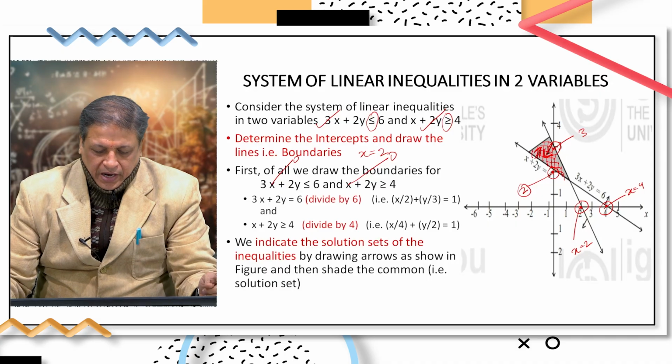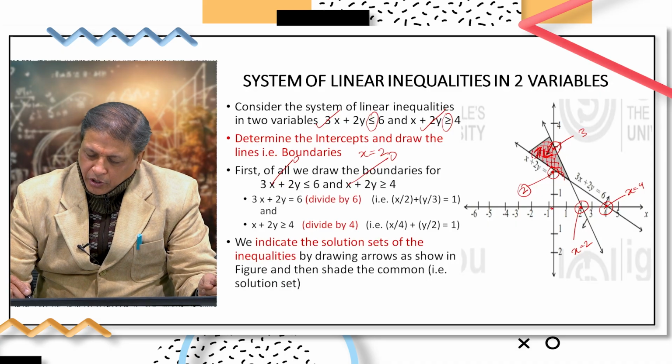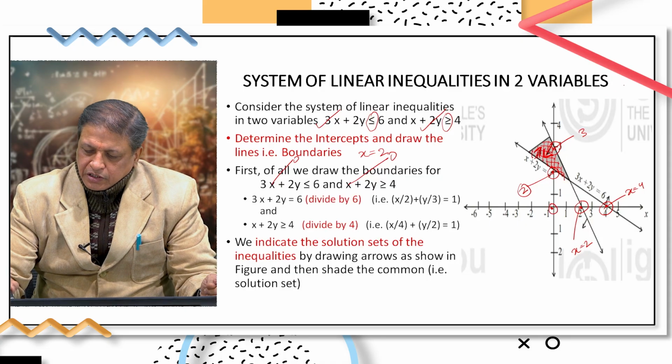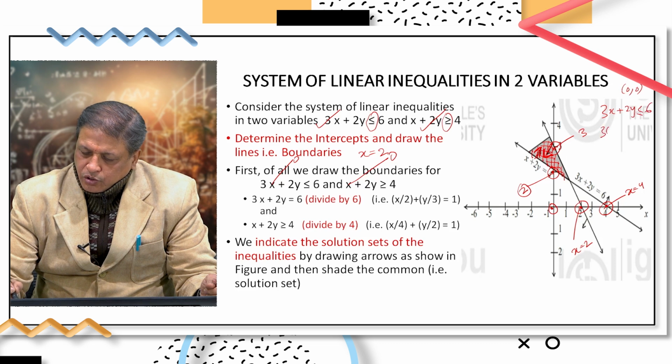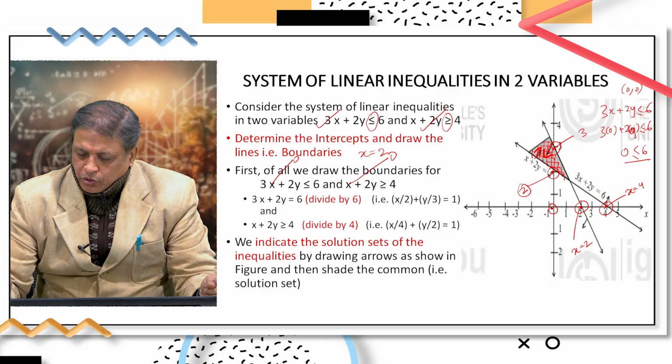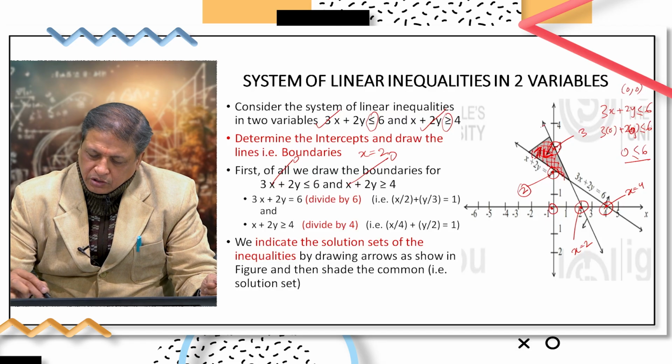We can also verify by substituting some of the points, say origin, into the equation. So substituting origin, that is 0 0, into 3x plus 2y less than or equal to 6, you will get 3 into 0 plus 2 into 0 less than or equal to 6, which is 0 is less than or equal to 6, is true. So the solution set will be covering origin if we shade this line, because the solution is lying on this side.